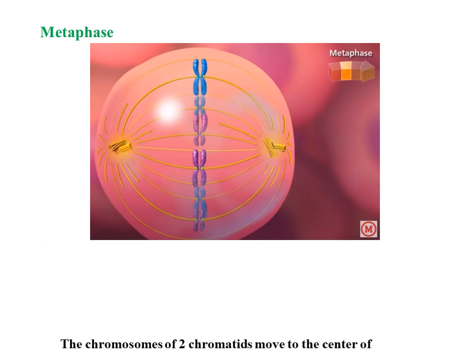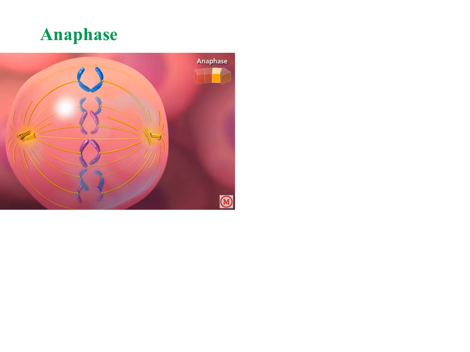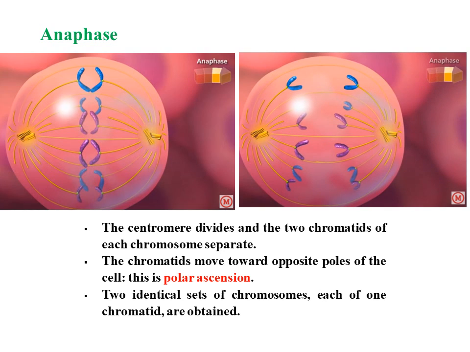During metaphase, the chromosomes of two chromatids move to the center of the cell and line up along the equator, forming the equatorial plate. Anaphase begins by dividing the centromere that holds sister chromatids together. The two chromatids of each chromosome separate. The chromatids move toward opposite poles of the cell. This is polar ascension. Two identical sets of chromosomes, each of one chromatid, are obtained.